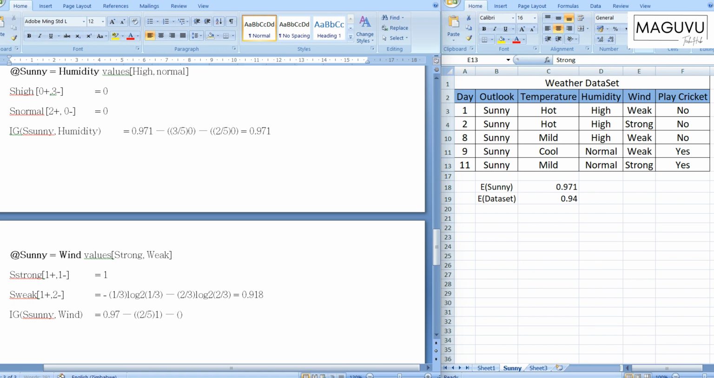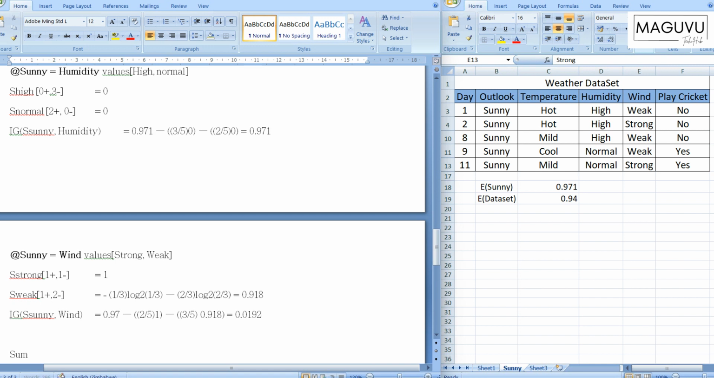Then we consider the next value of weak, which is 3 divided by 5 multiplied by the entropy, which is 0.91. This then gives us a value of 0.0192. That is the information gain.